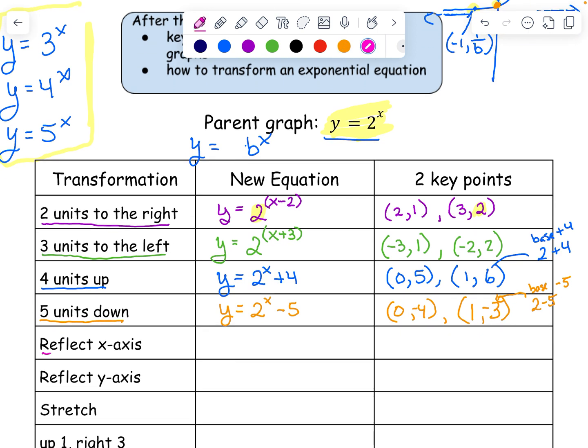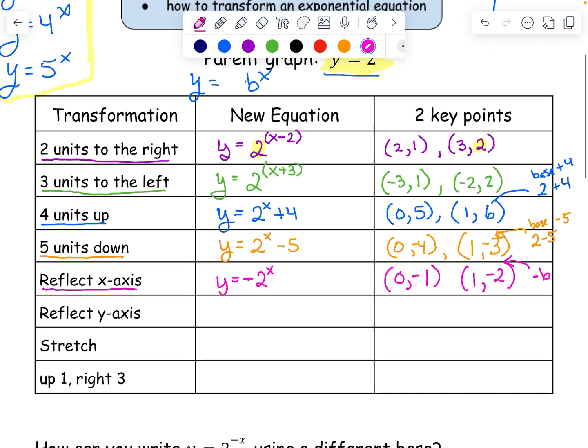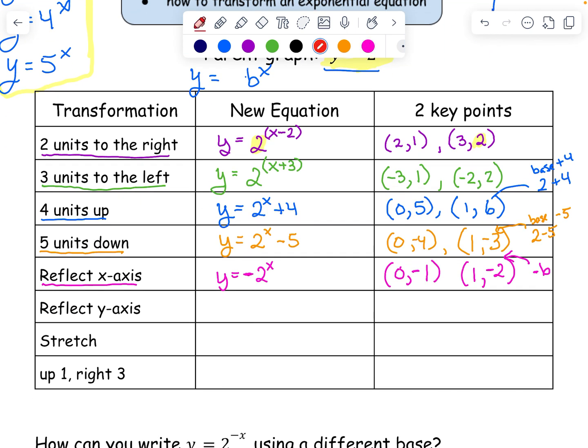Okay, let's look at another one. We're going to reflect the x-axis, and that's when we're going to take all of our outputs and make them opposite. So our original output is 2 to the x, and we're going to take all of our outputs and make them opposite. So still my input, but my output, which was 1 at the beginning, is now -1. My input is still 1. My output was 2, so my output is now -2, right? We're going to do the opposite of B. So this guy right here is going to be the opposite of B, because our original output was B, and now it's the opposite of B.